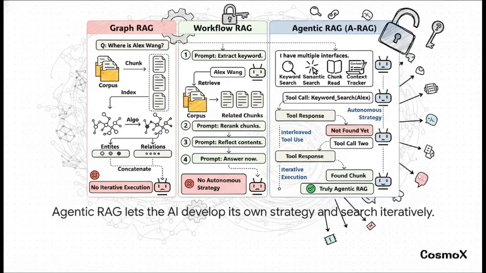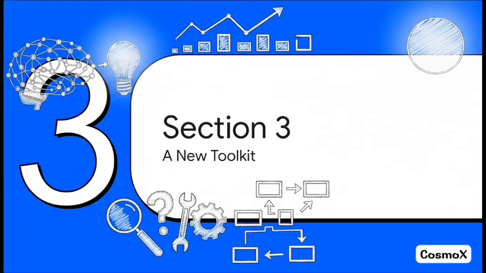This diagram really gets to the heart of it. You see, other advanced methods, like graph RAG or workflow RAG over on the left, they're still just following a set of fixed, pre-programmed steps. But look at agentic RAG on the right. It's the only one that can come up with its own strategy, on the fly, search over and over and decide for itself which tools to use. It's not just following our instructions anymore, it is truly in charge of the investigation. Okay, so if the AI is now in charge, how does it actually think?